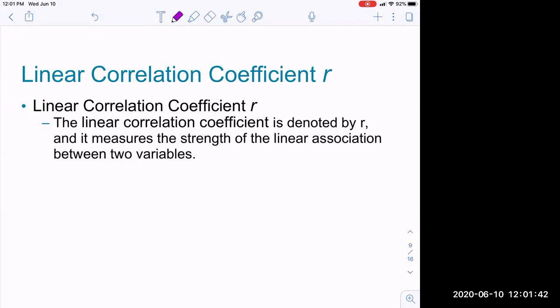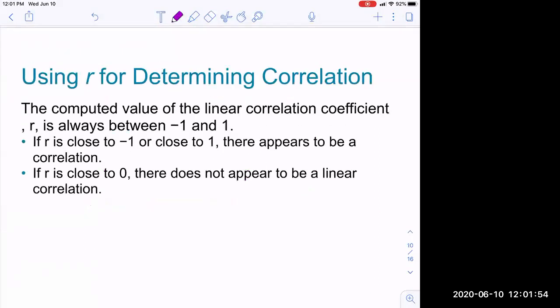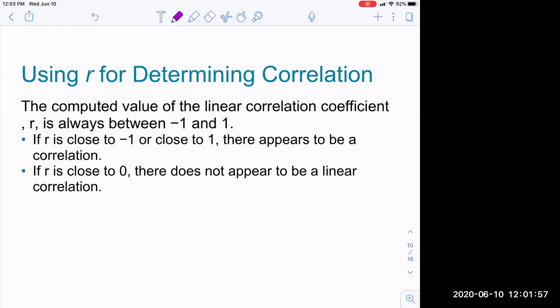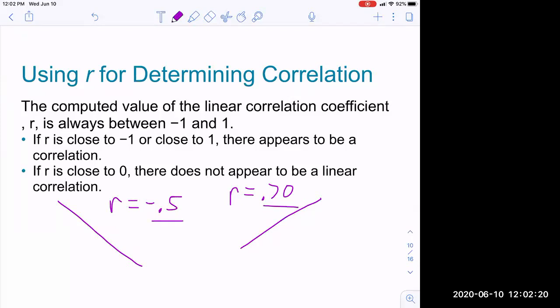The linear correlation coefficient R tells us if we're weak or if we're strong or in between. So it's always between -1 and 1. If it's negative, so suppose R is -0.5, you have negative correlation. And if R is positive, say R equals 0.70, you'd have a positive correlation. This would be stronger than that because that's closer to 1 than this is to -1.